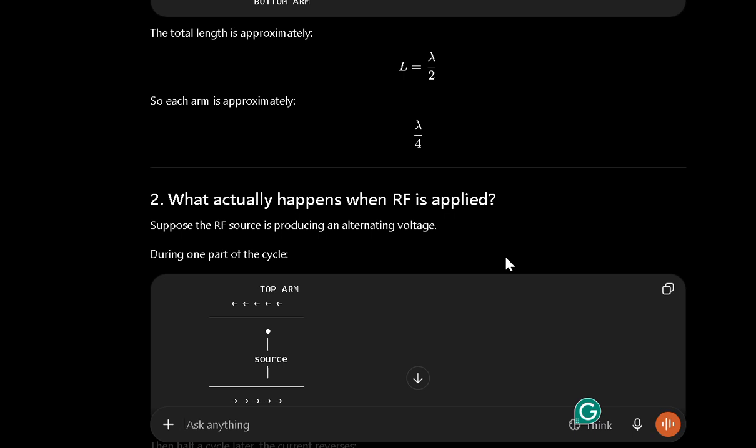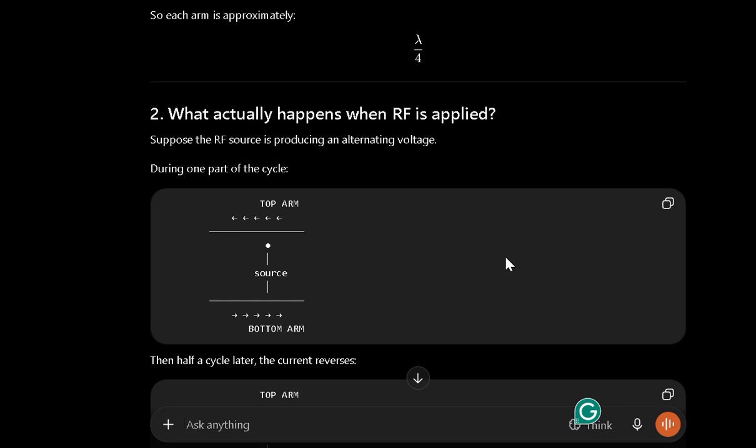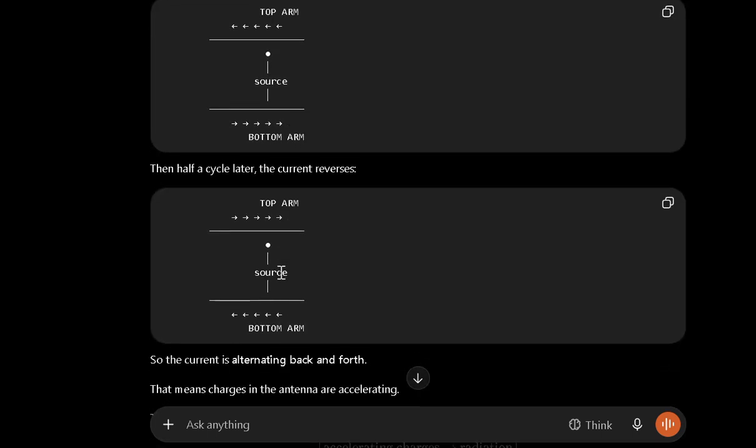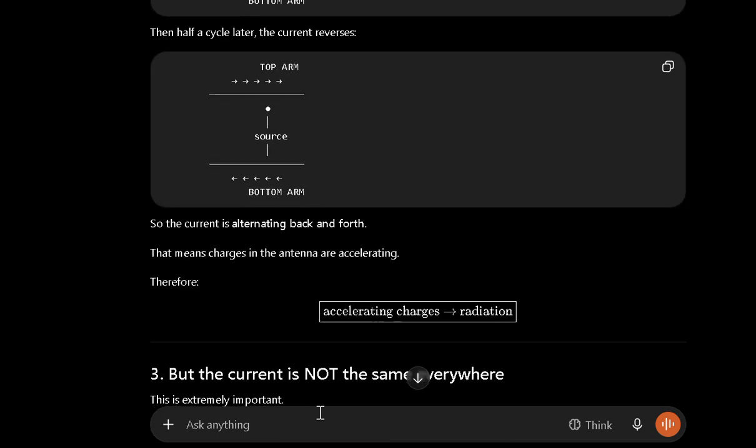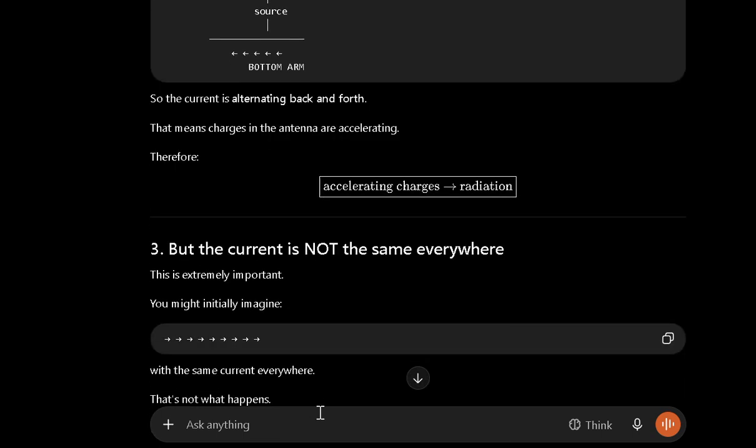What actually happens when RF is applied? Suppose the RF is producing an alternating voltage. During one part of the cycle, the current flows like this in the top arm, and in the bottom arm it flows like this. Then in the other half of the cycle, the current reverses. That means charges in the antenna are accelerating, and accelerating charges produce radiation.